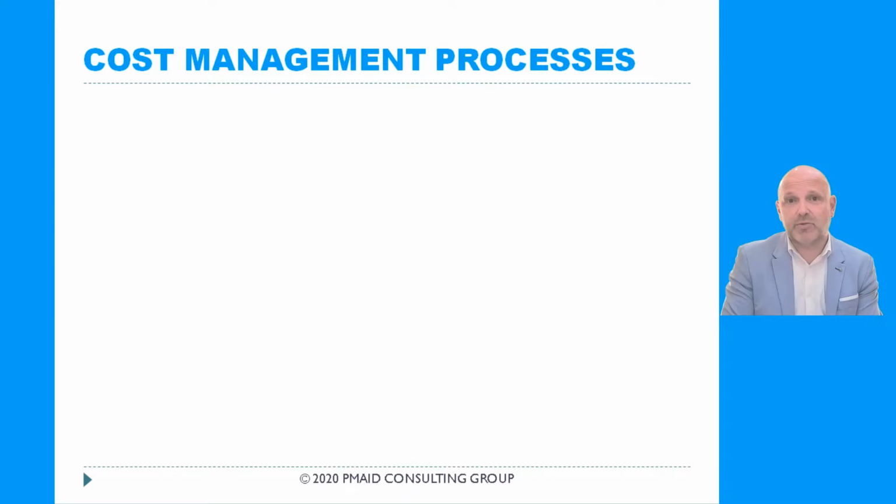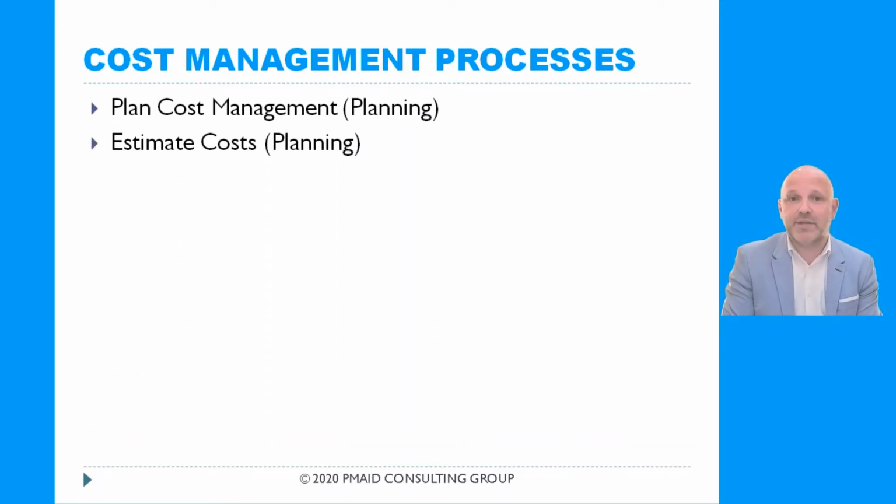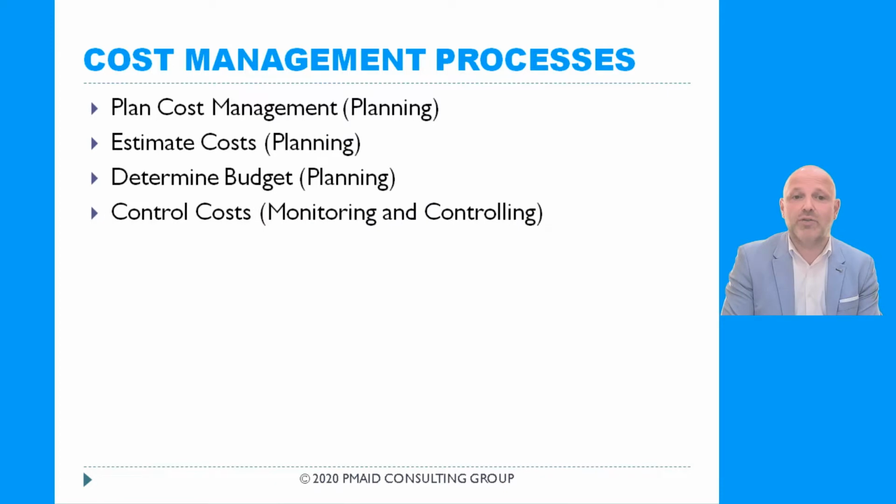Cost management processes, there are 4 of them. 3 of them belong to the planning process group and 1 to the monitoring and controlling process group. Let's see what they are. The first one is called plan cost management. The second one is called estimate costs. The third one is called determine budget, and process number 4 is called control costs. Let's see those processes, what they are, one by one.